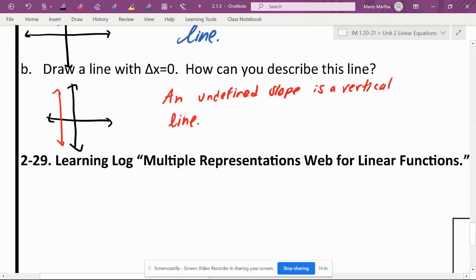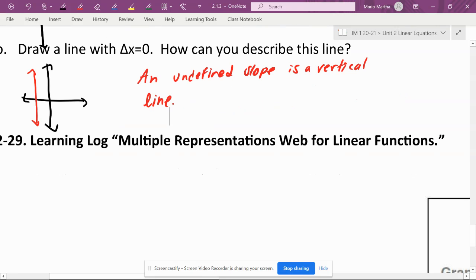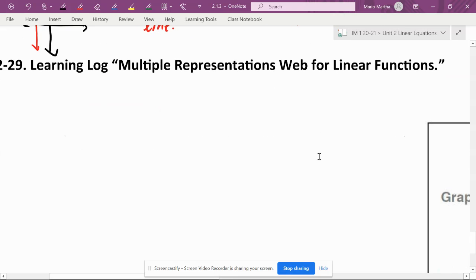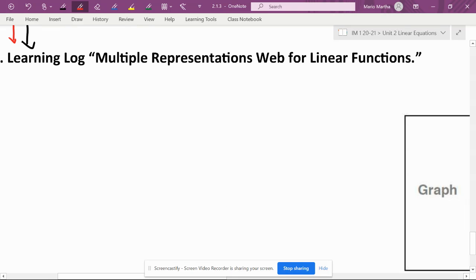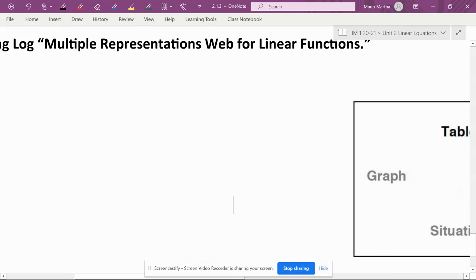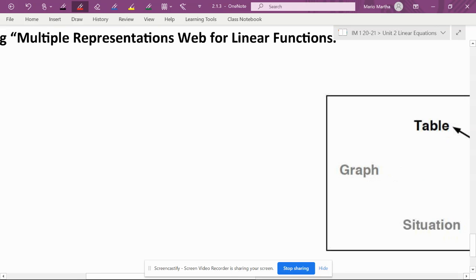And then finally, the learning log. Describe the multiple representations web of linear functions. What are the four things that we've discussed that you can use to draw any functions? What are the four things that we always describe? Describe how you use them right here.